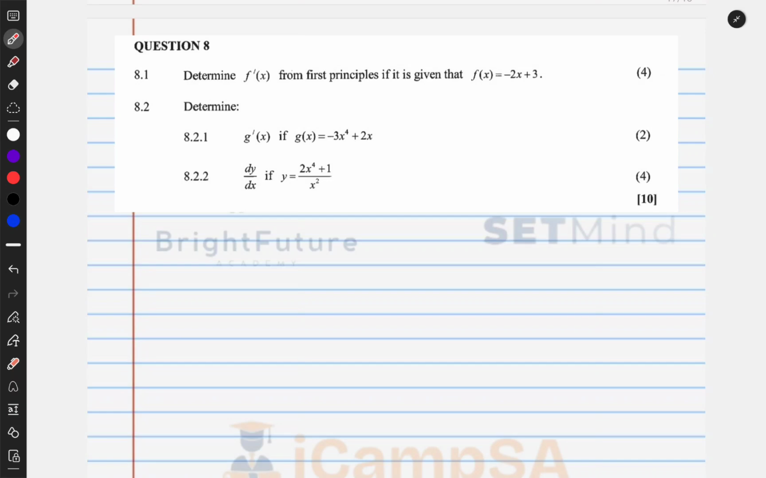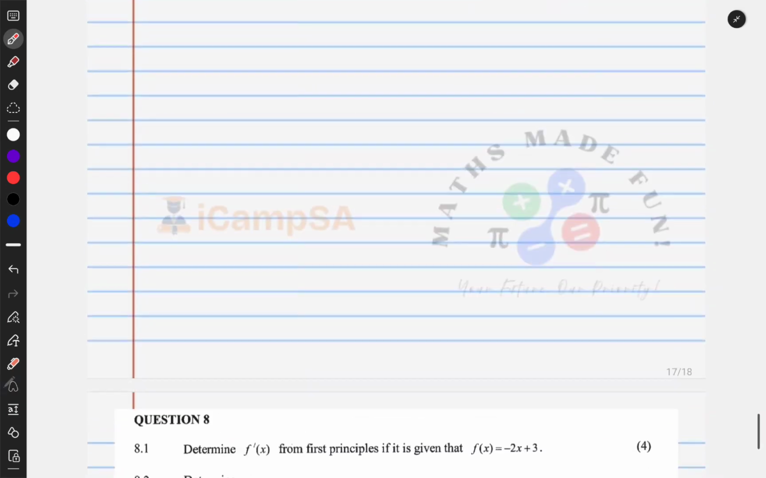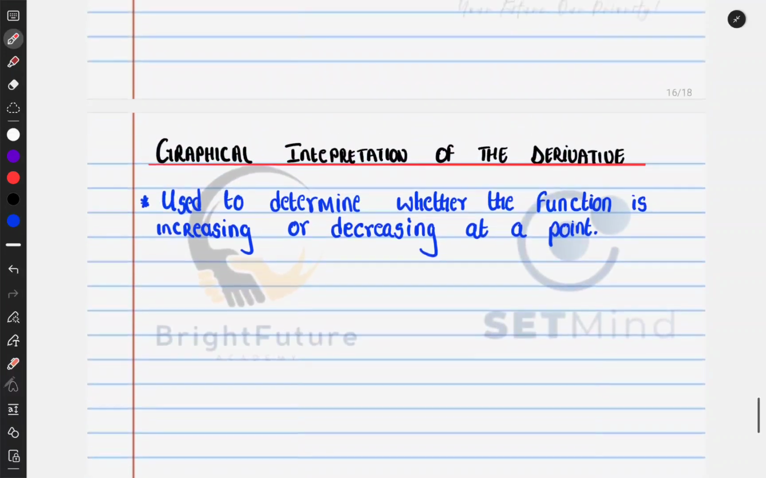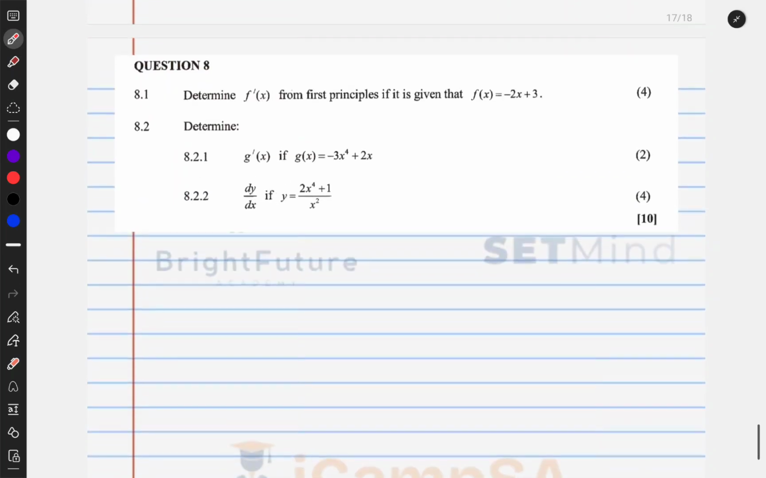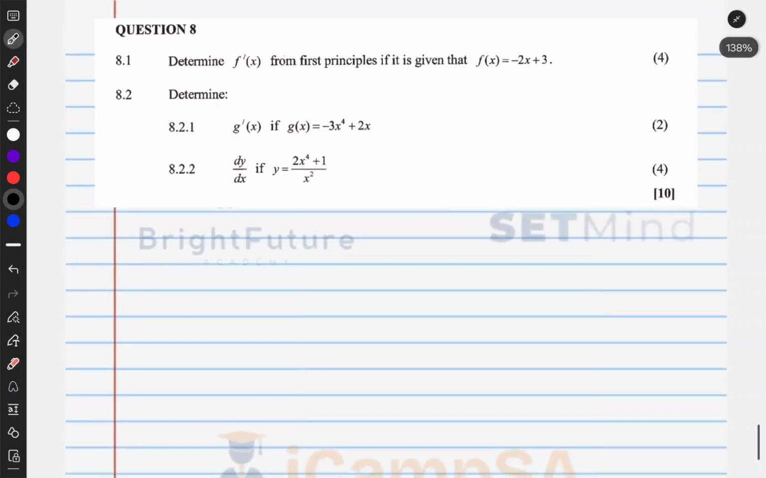Today we'll be doing calculus and specifically focusing on the graphical interpretation of the derivative, which is used to determine whether a function is increasing or decreasing. But before we get there, let's start with this question 8. It's from 2025. It basically touches on what we've already covered, which is the first principles and also the derivatives, before we get into the graphical interpretation of the derivative.